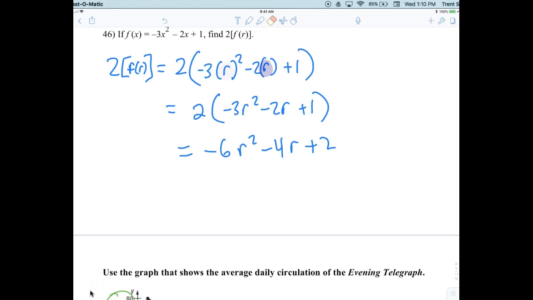Okay, so what am I supposed to do? What does that mean to do? Wherever I see an X, I put what? Right. Wherever I see an X, I put R. So all of these originally right here were what? X. And I just changed them to what? R. That's all I did.